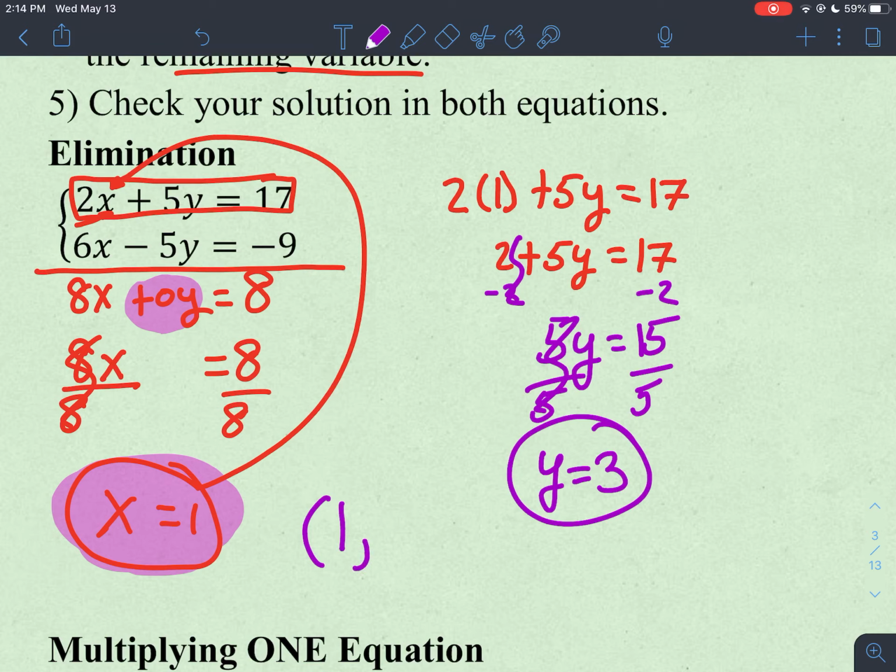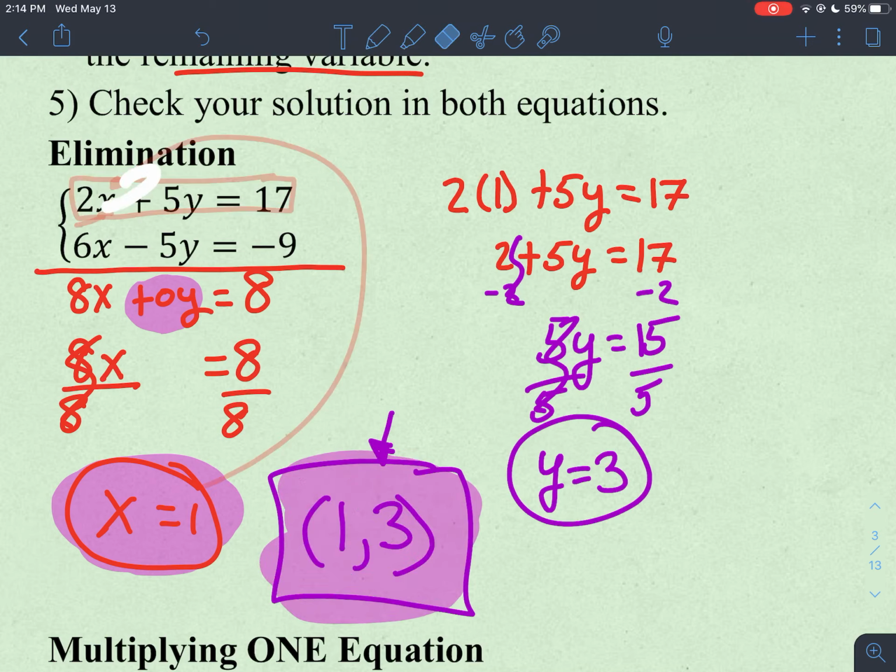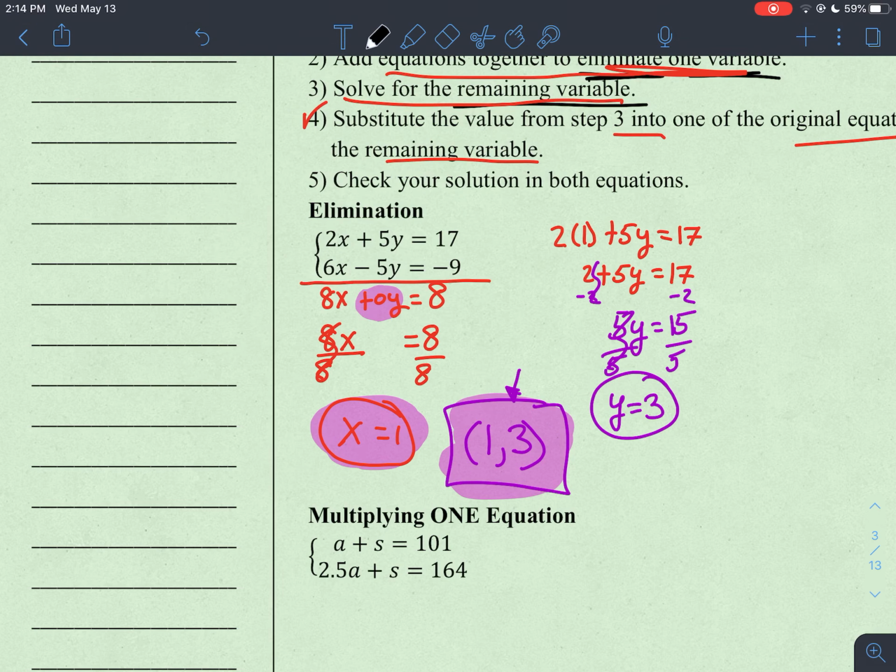So the coordinates, if these were graphed on a coordinate plane, like we did when we were solving by graphing, these would cross at the point (1, 3). Remember, a solution to a system of equations is the point where both equations are true. So let's just go ahead and try this real quick.